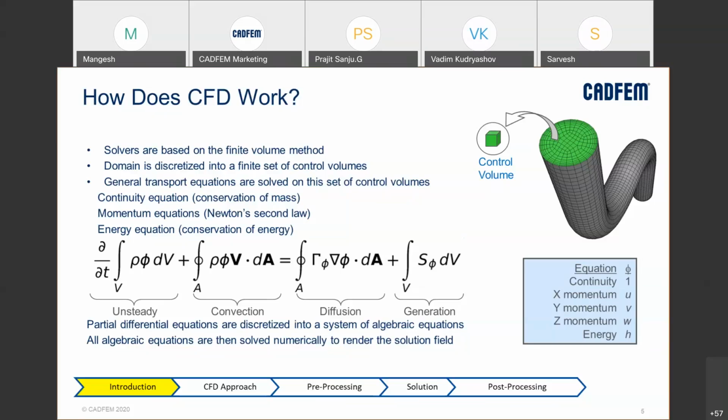There is a generic equation which is solved. Again, I'll not go into details of it. But yes, every transport equation will have this kind of template, and it will have these different terms within the transport equations. And yes, for every control volume, such equations are solved, and then the overall flow field behavior is evaluated.